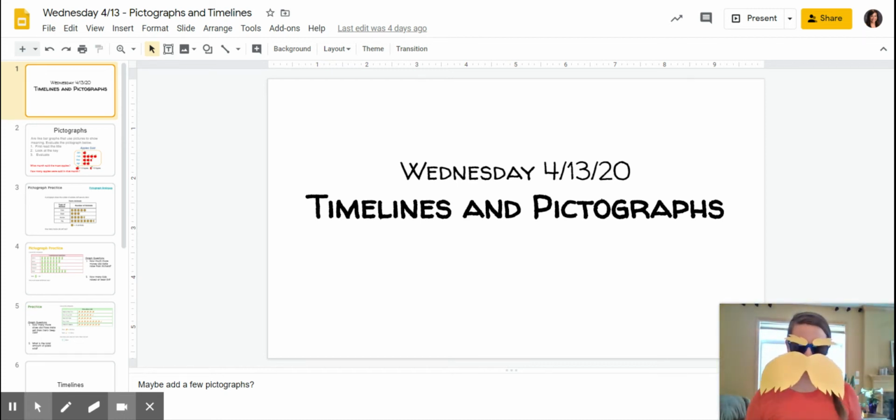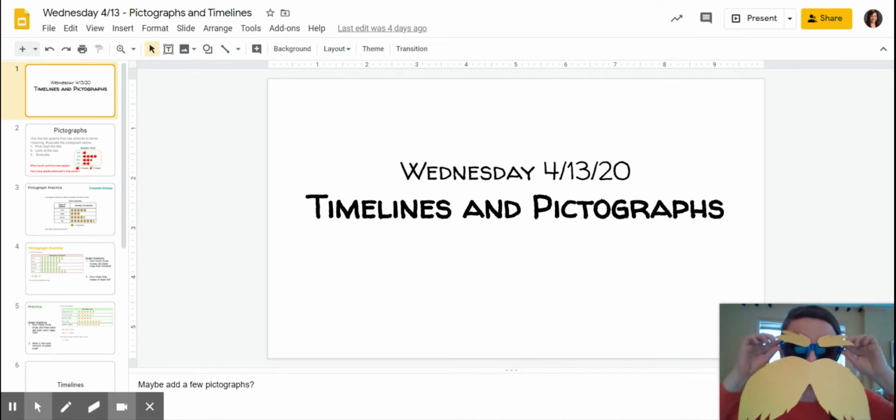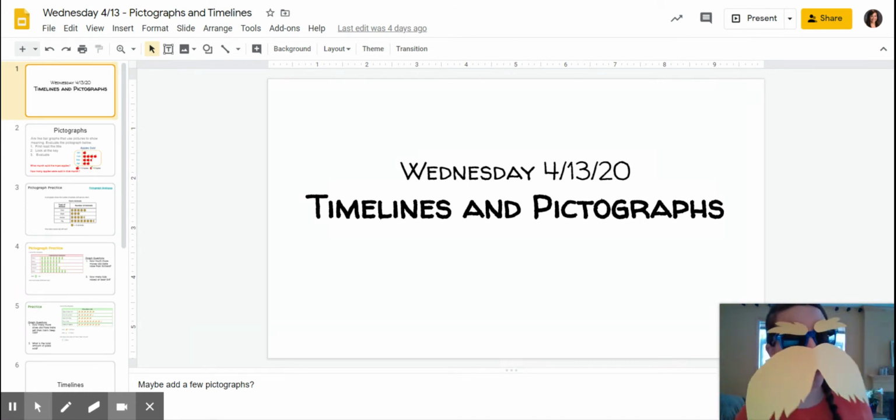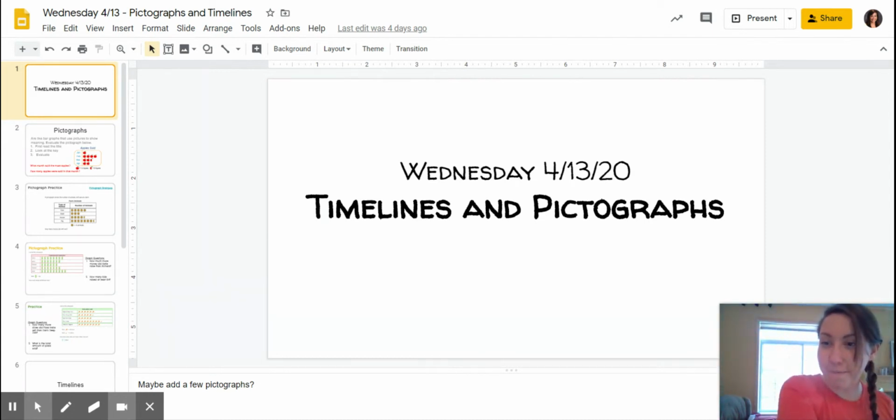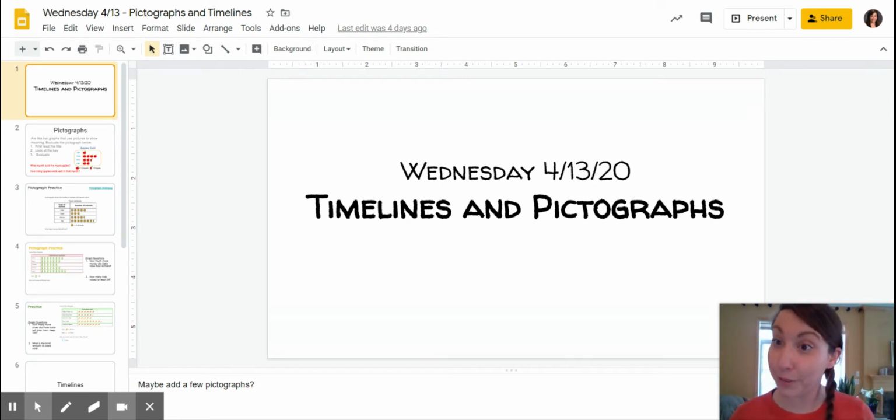Why, hello, it's me, the Lorax Rings Red, who speaks for the trees and for the timelines and pictographs. I hope you guys are dressing up and it's not just me dressing up because I feel pretty silly. Okay, I hope you're dressing up.